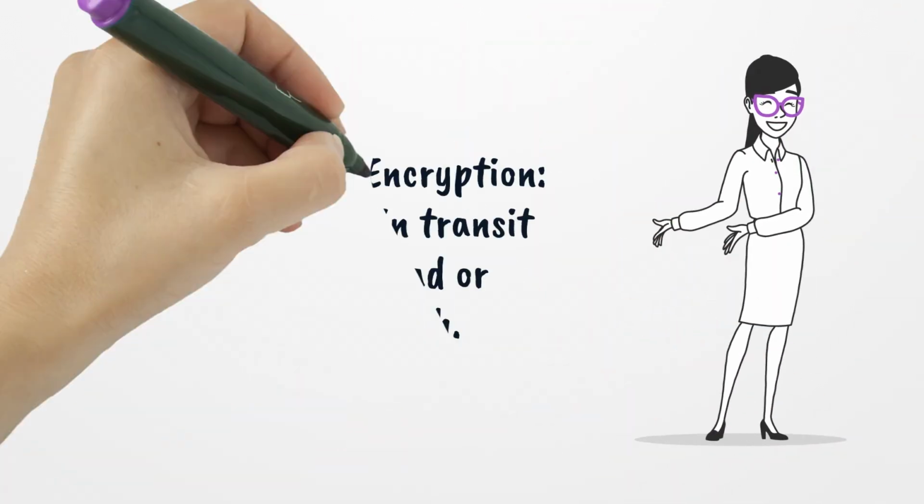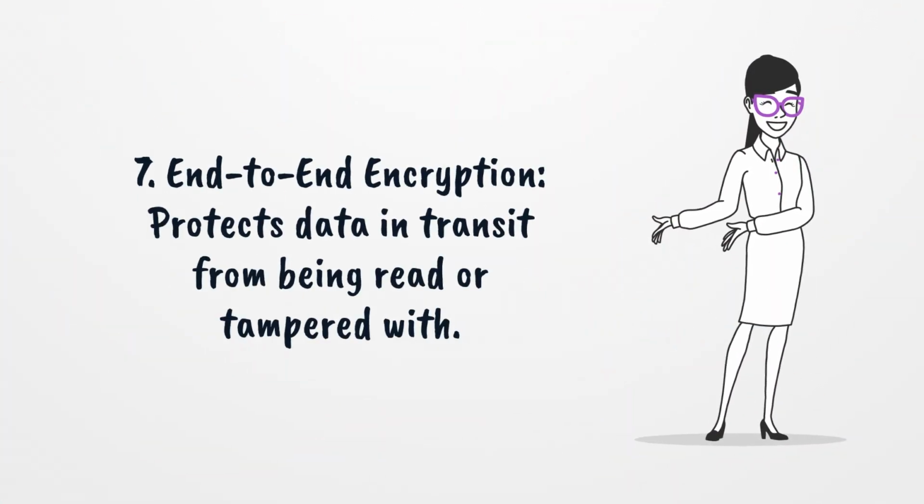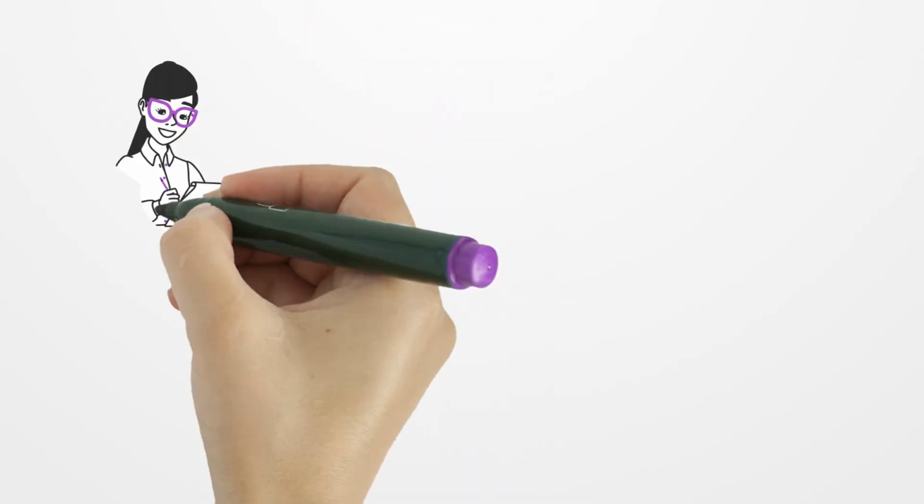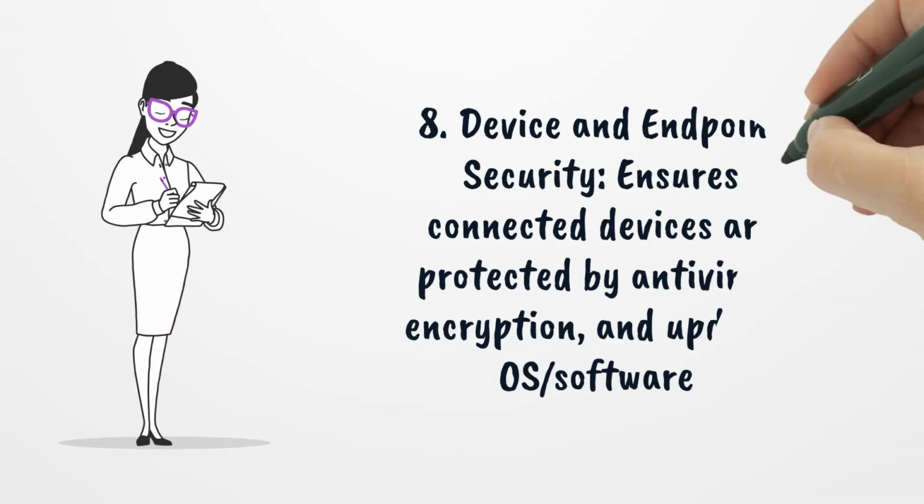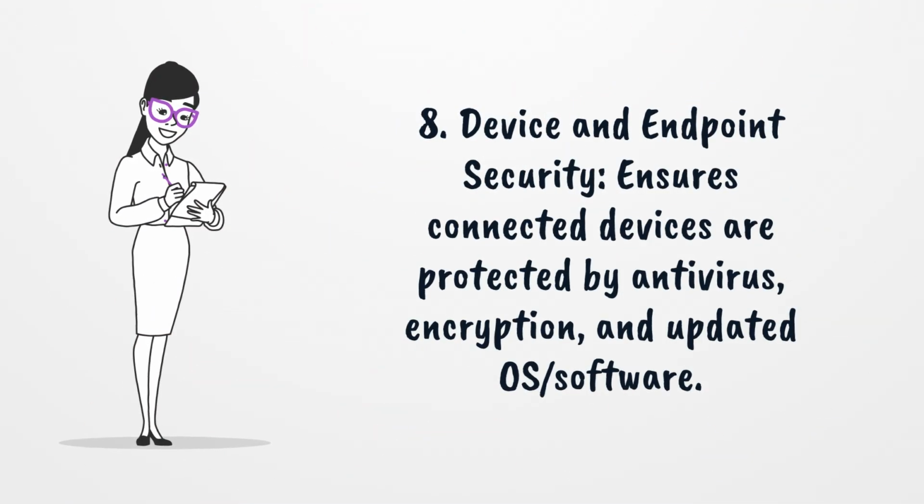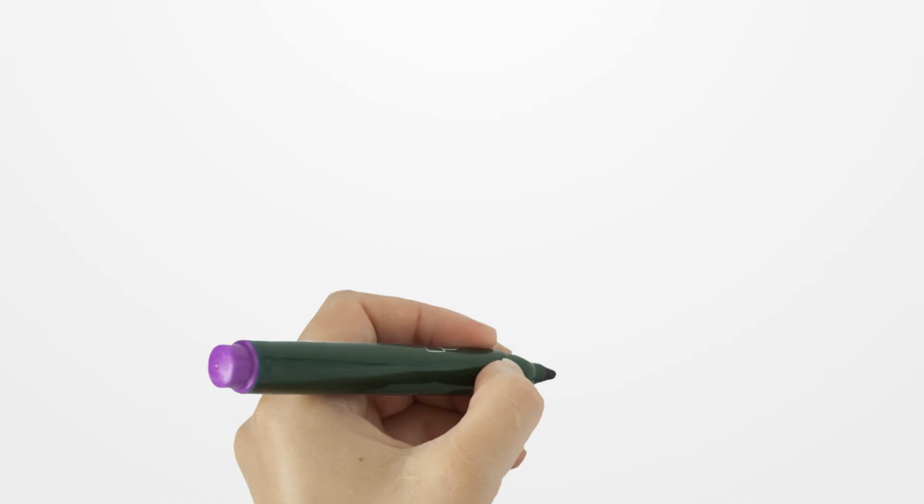7. End-to-end encryption. Protects data in transit from being read or tampered with. 8. Device and endpoint security. Ensures connected devices are protected by antivirus, encryption, and updated OS/software.